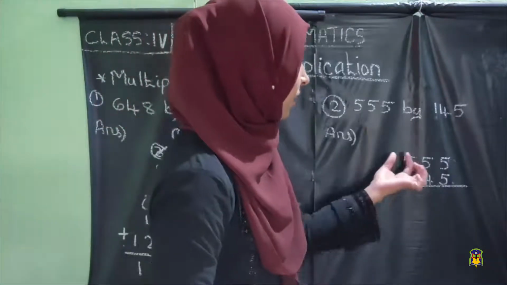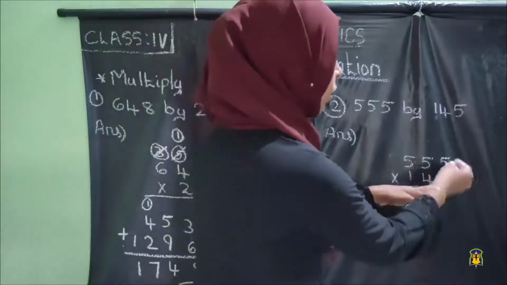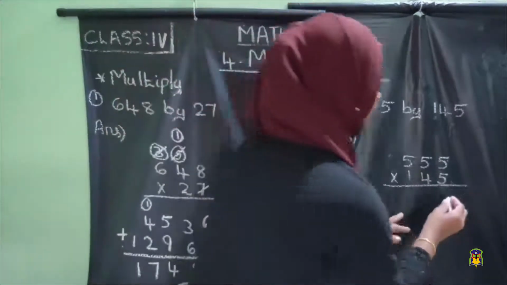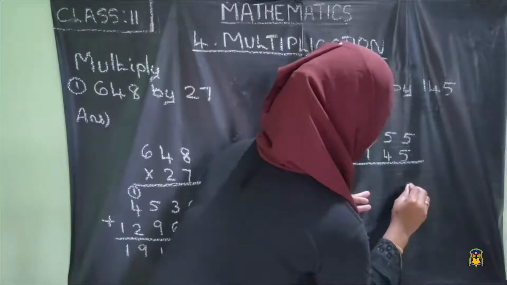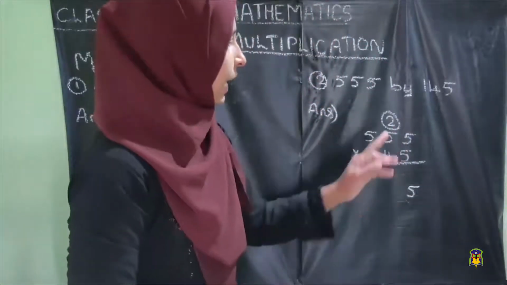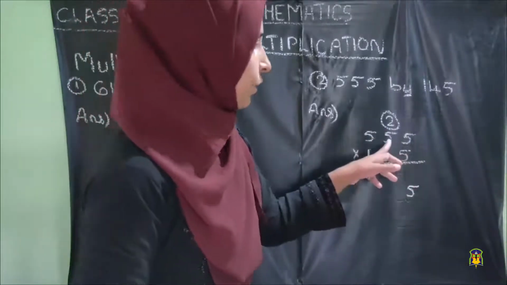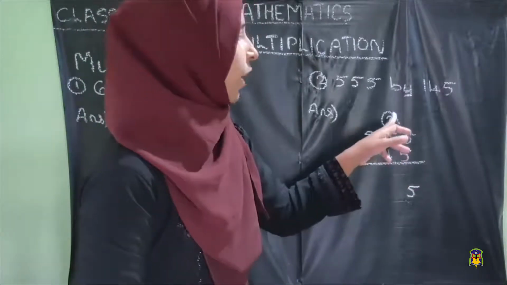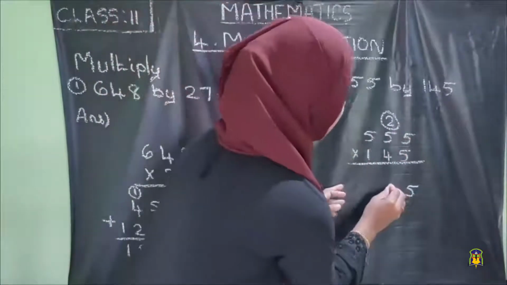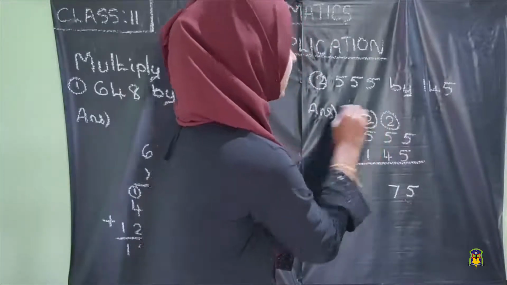So first we are going to multiply 555 into 5. Okay, so what is 5 into 5? 5 into 5 is 25. So in 25 we can write 5 below the ones place and 2 as carryover. Okay, children. Next, 5 into 5. Here also in the tens place we have 5. So 5 into 5 is 25. 25 plus 2 is 27. So in 27 we can write 7 below the tens place and 2 as carryover above next place.